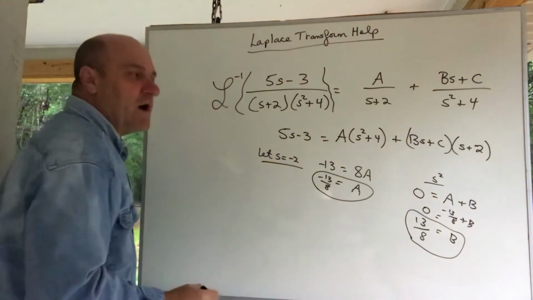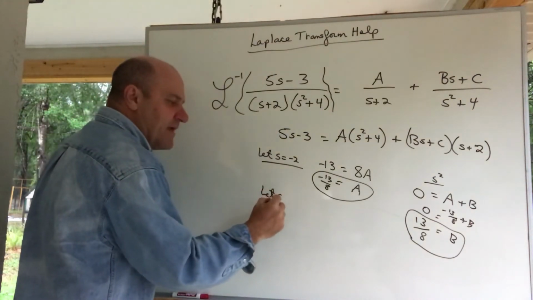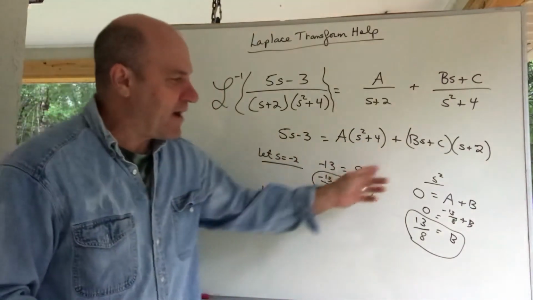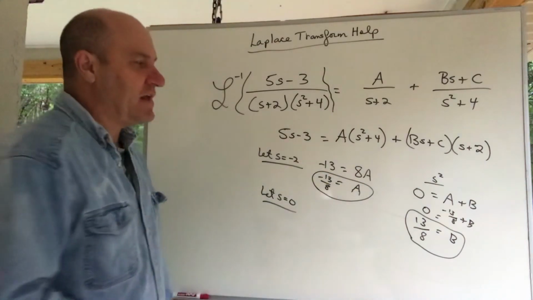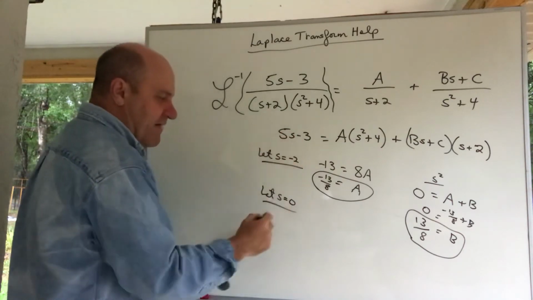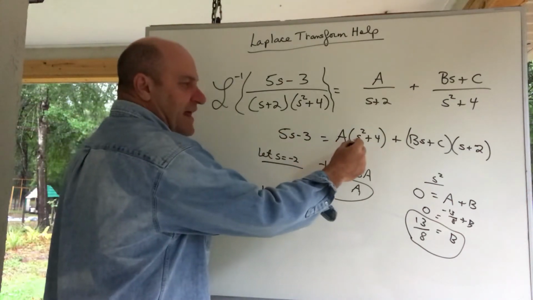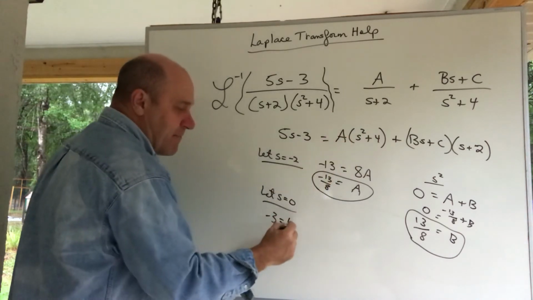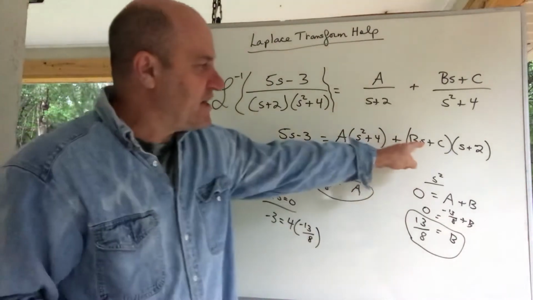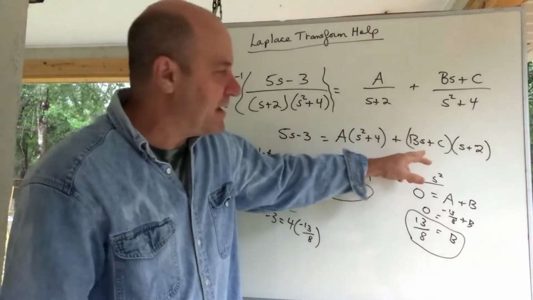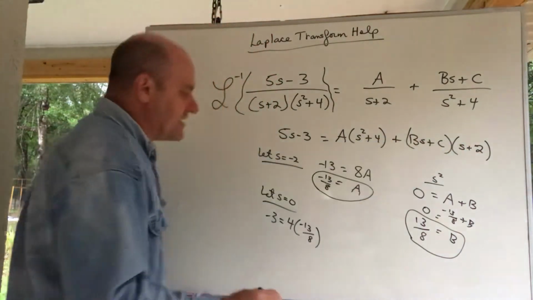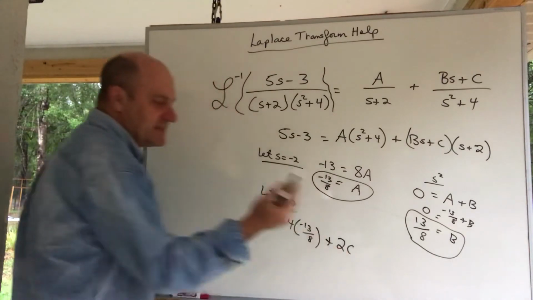I'm going to go back to letting s be something convenient. Because of that quadratic factor, there wasn't really anything too convenient. That's why I went with this equating coefficients method here. But now I'm going to let s equal 0. Over here I'll have a negative 3. Right here, if I let s equal 0, I'll have 4 times A. By the way, I already know A. Why was 0 so smart? Because 0 times B is gone, and I'm left with a 2C. So I can find C.